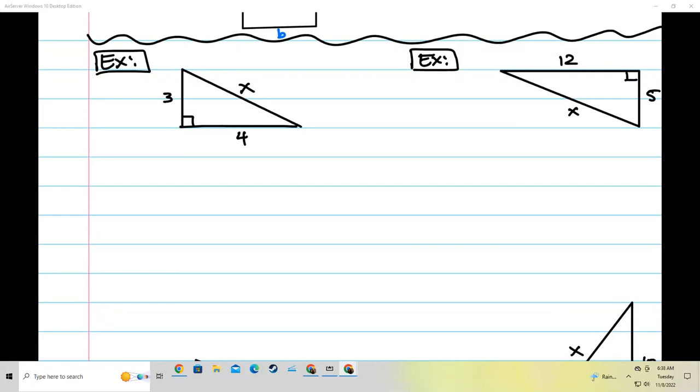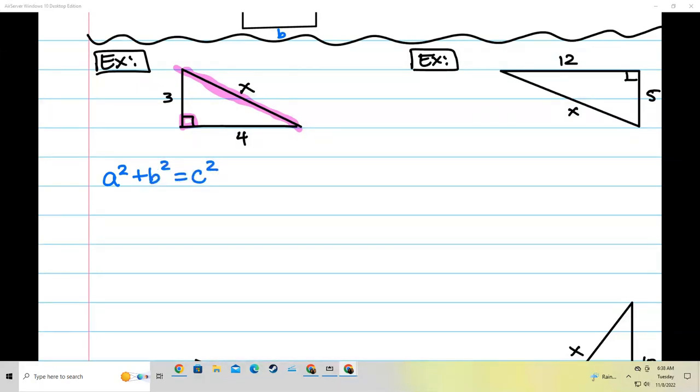I have a right triangle. Since I have a right triangle, then I know that this is the hypotenuse. And since I'm missing the hypotenuse, I can go ahead and use my formula. I know that a squared plus b squared is equal to c squared.